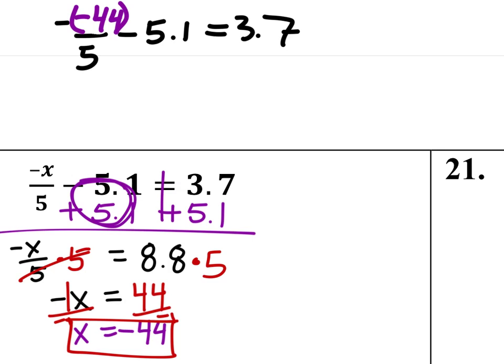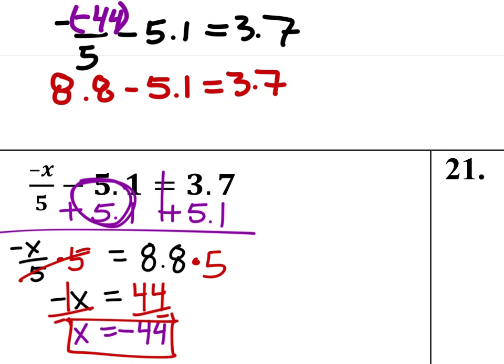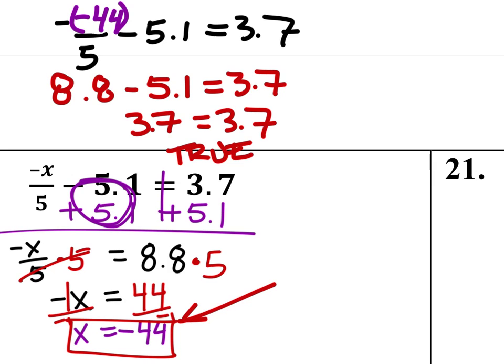Now notice that's a negative 44 fifths, which means it's actually a positive 44 fifths, which if we multiply them, then we get, as it turns out, an 8.8. And this is still subtract 5.1 equals 3.7. Okay? Now 8.8 minus 5.1 is 3.7. And 3.7 does equal 3.7. That is a true statement. Since it is true, we know that our answer is correct.